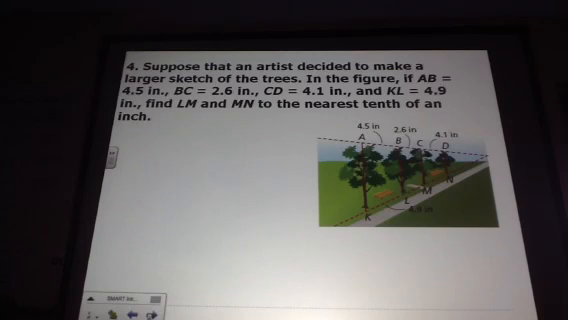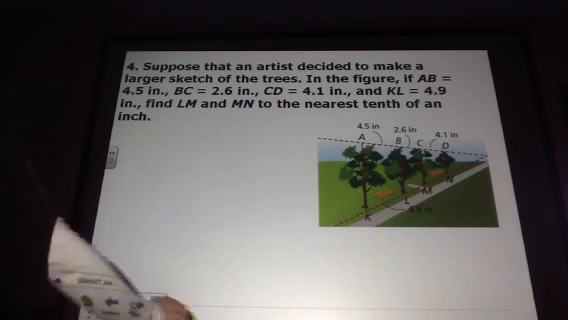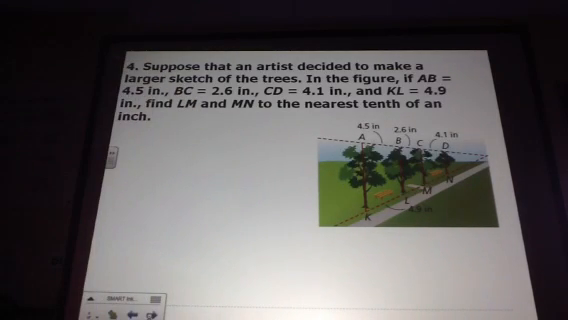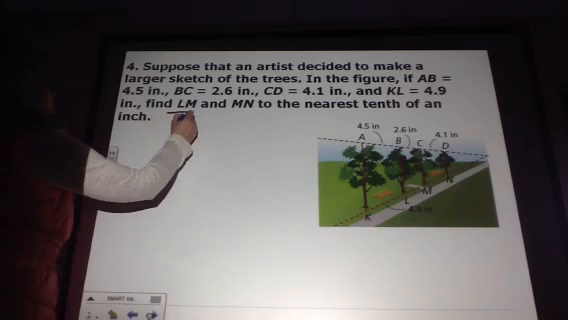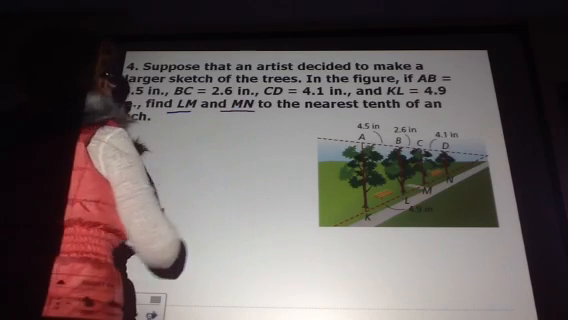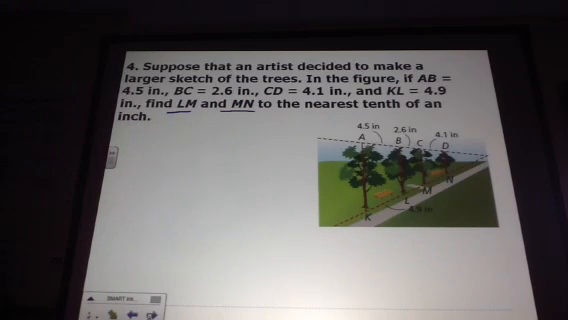So let's apply this one. Okay, suppose that an artist decided to make a larger sketch of the trees. In the figure, if AB is 4.5 inches, BC 2.6 inches, CD 4.1 inches, and KL is 4.9 inches, find LM and MN to the nearest tenth of an inch.